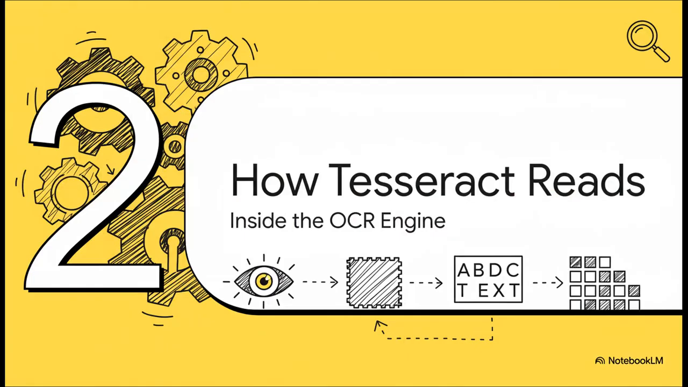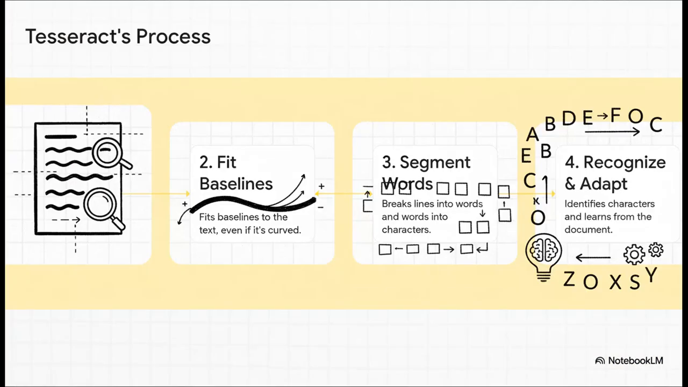So what's actually going on under the hood? How does it work? Well, Tesseract doesn't just see the text. It follows this really clever, systematic process to break down an image and figure out what it says. The whole thing is basically a 4-step pipeline. First, it has to find all the lines of text on the page. Then it figures out the baseline for that text, even if it's curved. From there, it chops the lines into words and the words into individual characters, and only then, at the very end, does it try to figure out what those characters actually are.